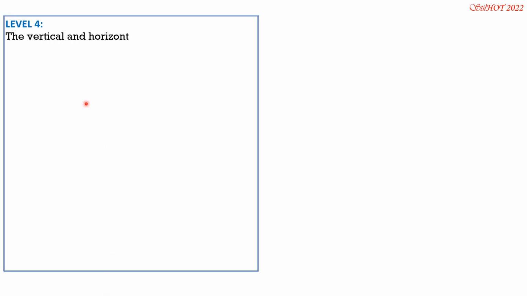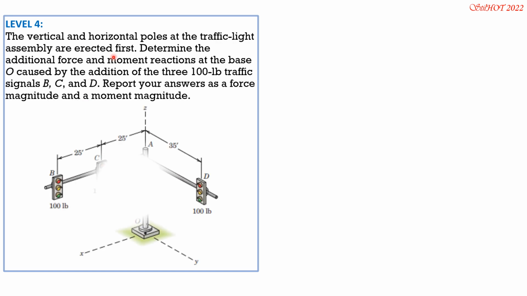So the vertical and horizontal poles at the traffic light assembly are erected first. Determine the additional force and moment reactions at the base O caused by the addition of the three 100-pound traffic signals B, C, and D. Report your answers as a force magnitude and a moment magnitude. So 100 pounds downward.